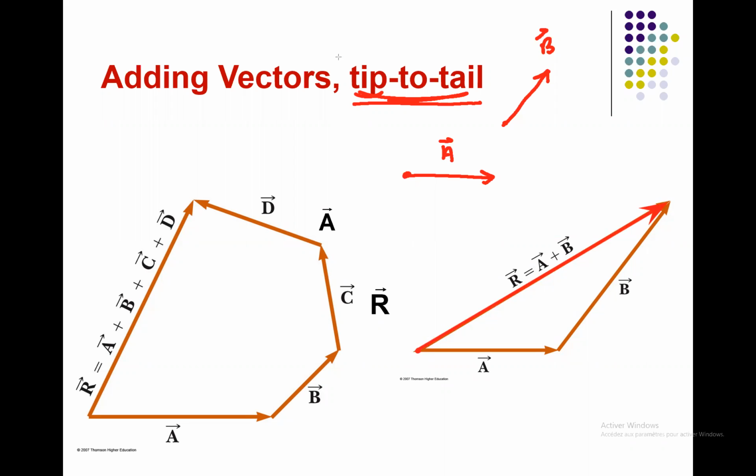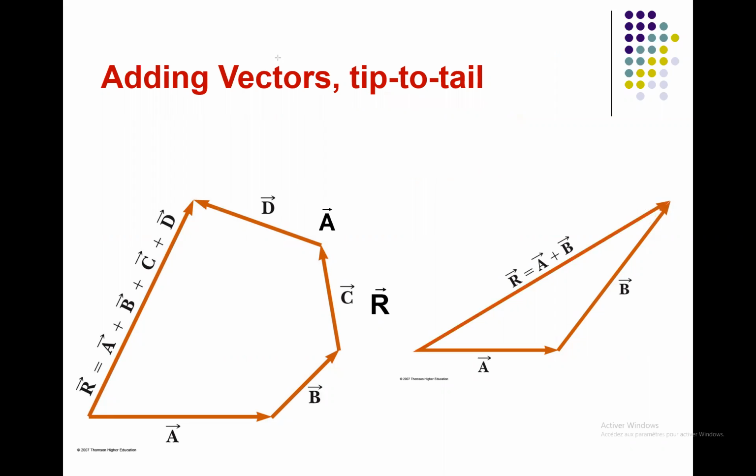Even if you have many vectors like this, A, B, C, D, I put tail, tip, tail, tip, tail, tip, and I join at the end the tail of the first one to the tip of the last one. This is the addition of all these vectors. This is the first method.